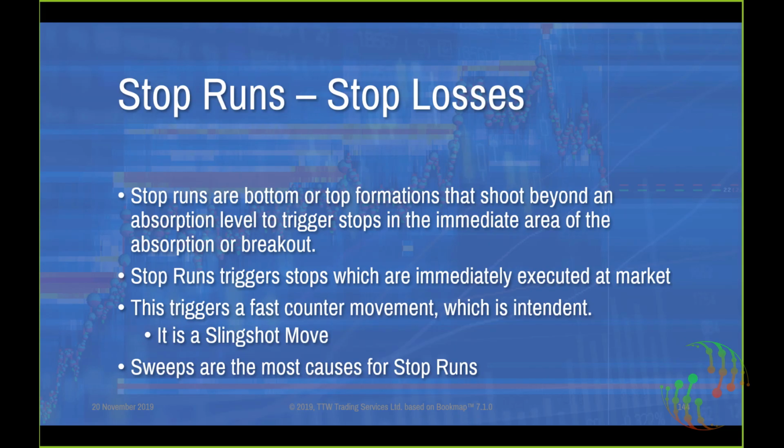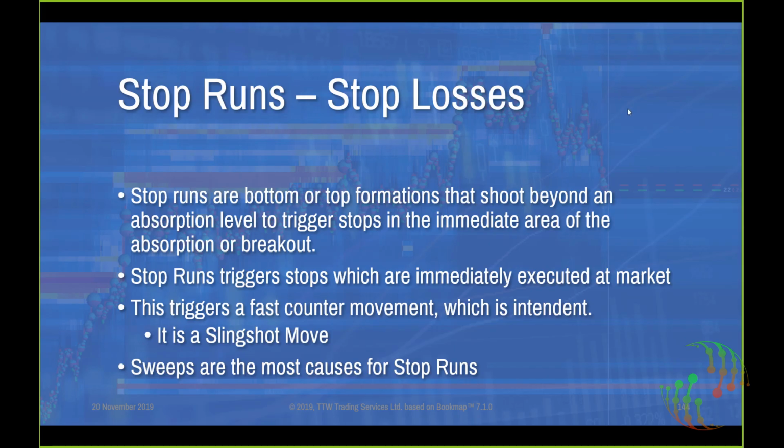It's a sweep. It's sweep up or sweep down. It doesn't matter. And this triggers the stops. And a lot of people are immediately out of the market, and the stops are triggering, of course, the opposite side of the move. So stop runs are bottom or top formations that shoot beyond an absorption level to trigger stops in the immediate area of the absorption or breakout. A stop run triggers stops which are immediately executed at market. This triggers a fast counter movement which is intended. It's a slingshot move.